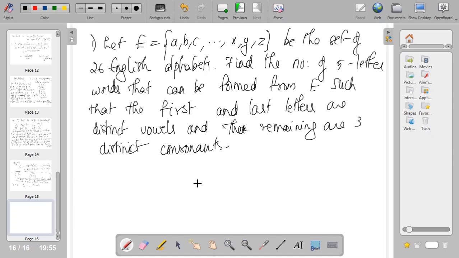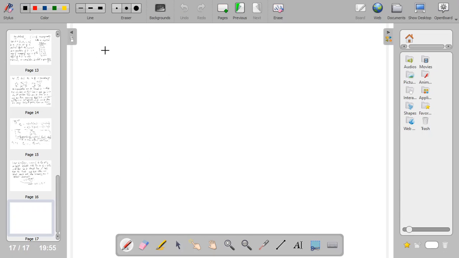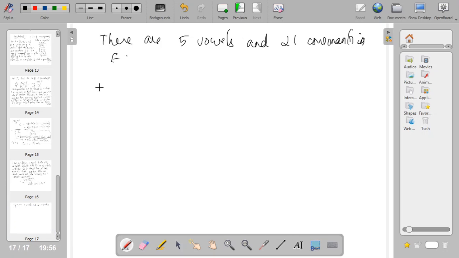So let us see how to form a 5-letter word. You need to form a 5-letter word such that in the first and last places you have vowels and in the 3 places in between you have consonants. The vowels are A, E, I, O and U. So there are 5 vowels and 21 consonants. Let us see how to find the number of permutations. The first and last place you need to arrange with vowels, and in the 3 places in the middle you need to arrange with consonants.